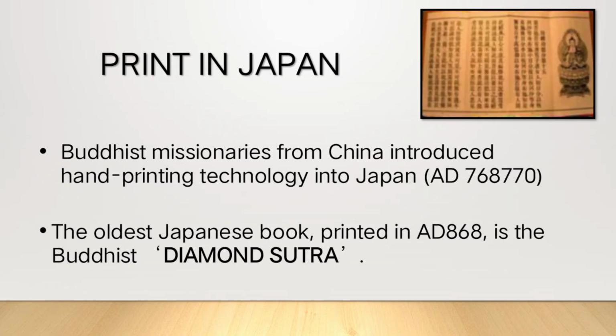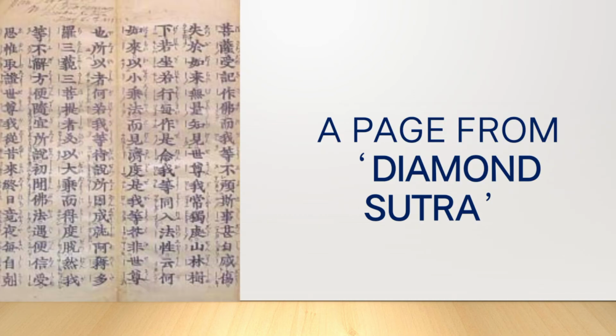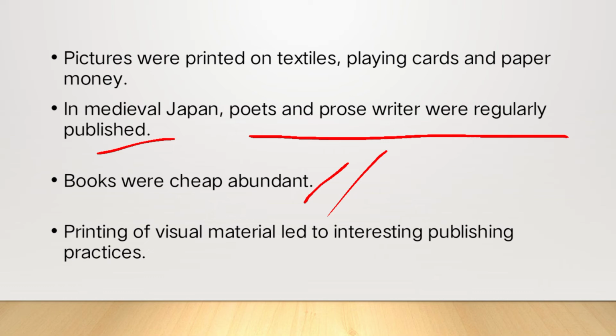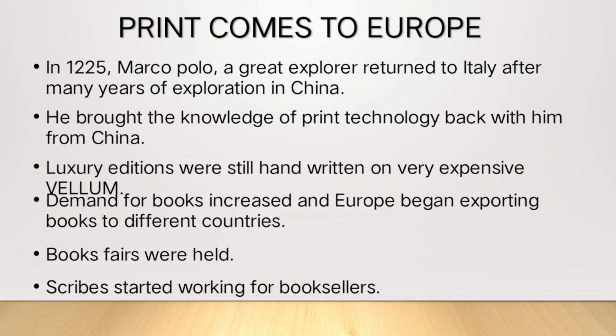As for print in Japan, the Buddhist missionaries who came from China introduced the hand printing technology into Japan around 768 to 770 AD. The oldest book we just saw, the Diamond Sutra, was printed by the Buddhists. This is an image of the Diamond Sutra. Pictures were printed on textiles, on cloth, on playing cards, paper money. In the middle part of Japan, the poets and prose writers were regularly publishing their books, and they were available cheap. The print of visual material led to interesting publications. When people were able to see the images, they got fascinated.